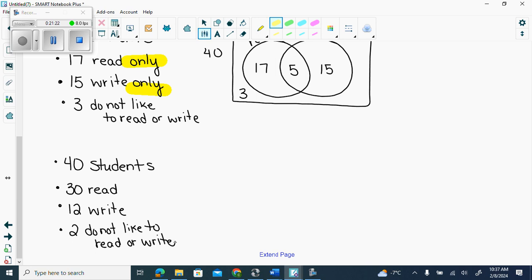Now I want you to fill in the Venn diagram and come up with the questions I could ask you. Okay, we're doing this again. Fill in the Venn diagram. It's a little different again. And what questions could I ask you? Go.